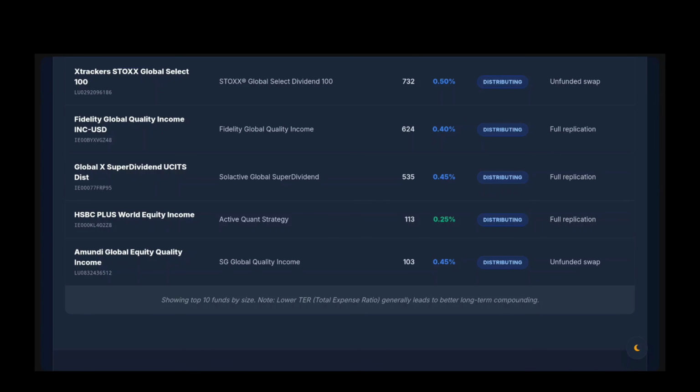And then finally, we have Amundi Global Equity Quality Income. Index is SG Global Quality Income, 103 million, 0.45% expense ratio, distributing, and unfunded swap. So that was the top 10 funds by size. Note lower TER expense ratios generally lead to better long-term compounding.